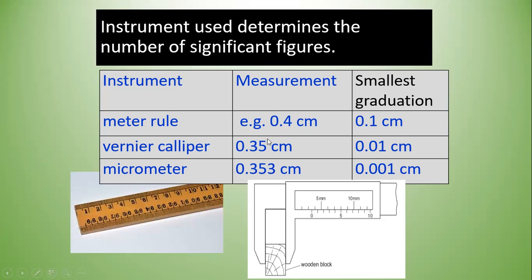Vernier allows you one more significant figure. The smallest graduation is 0.01. Micrometer, smallest graduation is 0.001 cm. They allow you to write one more decimal place.